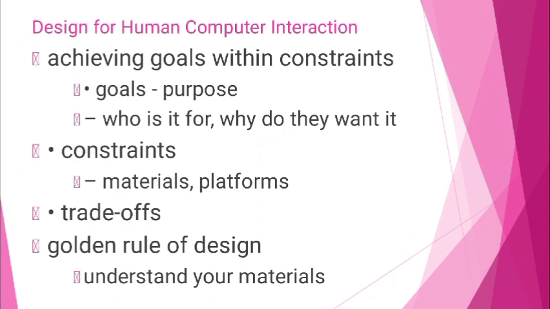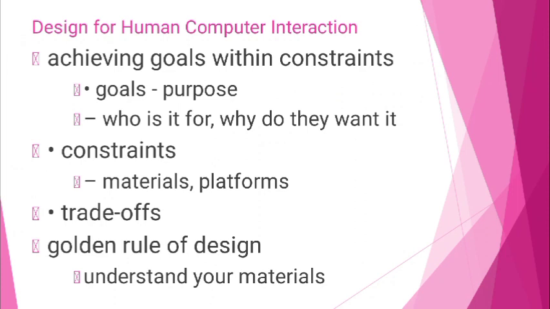Design for human-computer interaction is achieving goals within constraints. What are goals? Goals are the purpose. The goal is the purpose of the design we are intending to produce, who it is for, and why they want it. Next come the constraints.